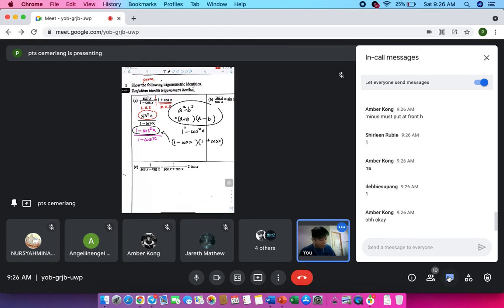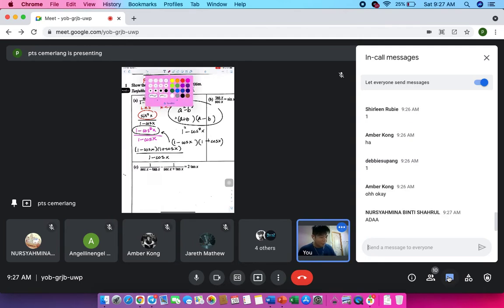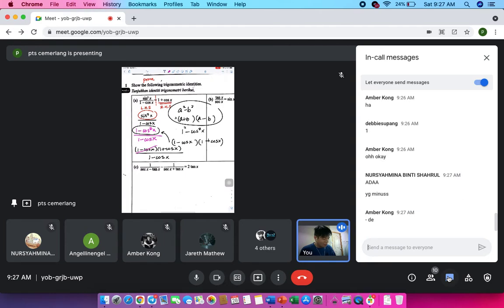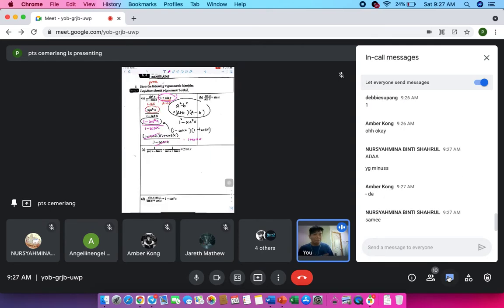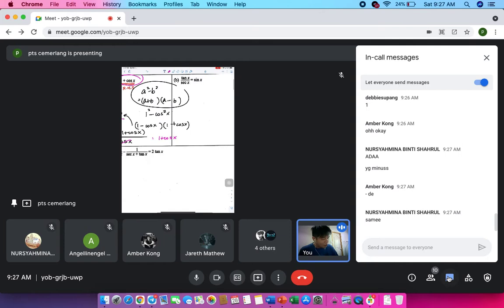Cuba tengok. 1 minus cos X, and then 1 plus cos X, and then divide by 1 minus cos X. Do you see something you can throw away? Boleh buang tak? Ada benda yang boleh buang ke tidak? Ada, kan? Ni buang. Apa tinggal? 1 plus cos X. Is it the same thing as the right hand side? Yes. So it's the same already. So you can say shown. Inilah jawapan kamu.